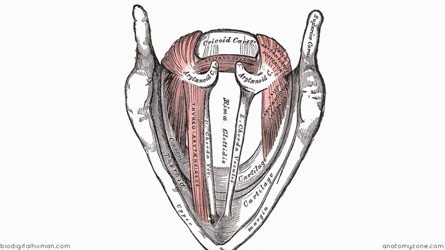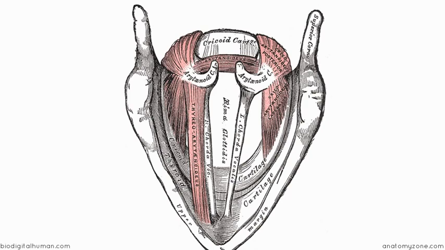So the function of the thyroarytenoid muscle and the vocalis muscle is to adjust the tension in these vocal cords. So remember, we looked at the cricothyroid muscle, which could stretch the vocal ligament and thereby produce higher pitched sounds. The thyroarytenoid muscle, when it contracts, brings the arytenoid cartilage closer to the thyroid cartilage, and this results in a slackening or a loosening of the vocal ligaments, and this produces lower pitched sounds.